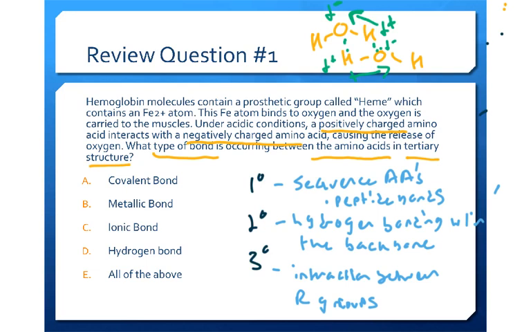So looking back at this question, it says, under acidic conditions, a positively charged amino acid interacts with a negatively charged amino acid. Okay? When a positive and a negative interact, that's not hydrogen bonding. These are full positive charges. They're not delta plus or delta minus. They're full positive. So when we have a full positive and a full negative interacting, that is an ionic bond.